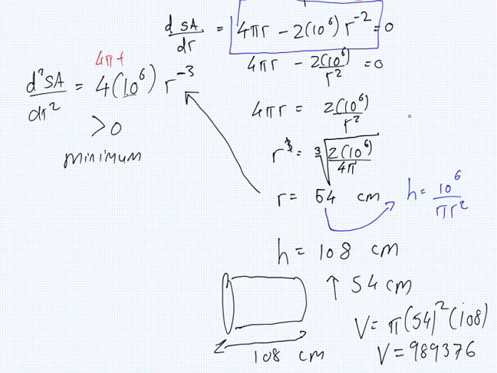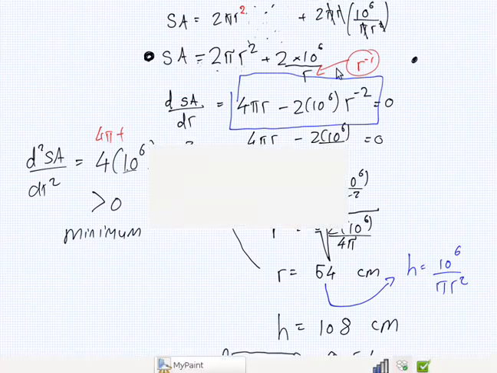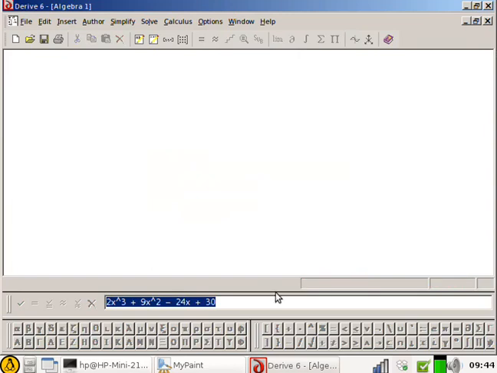Write this down. Can you read out this equation here for me, please? 2 pi r squared plus 2 times 10 to the 6 over r. Okay, so what is it? 2 pi r squared. Two times 10 to the 6 over r.